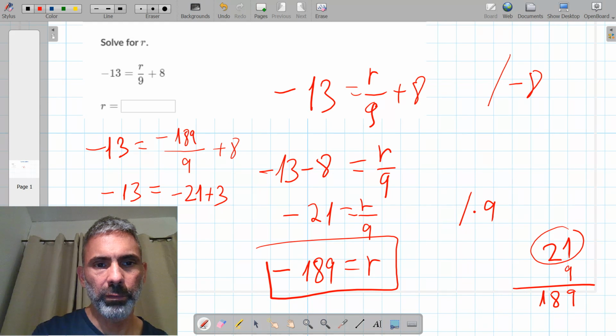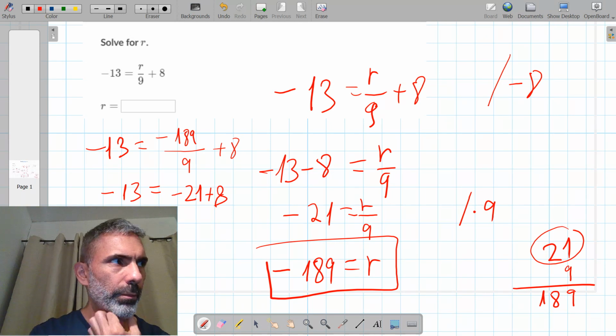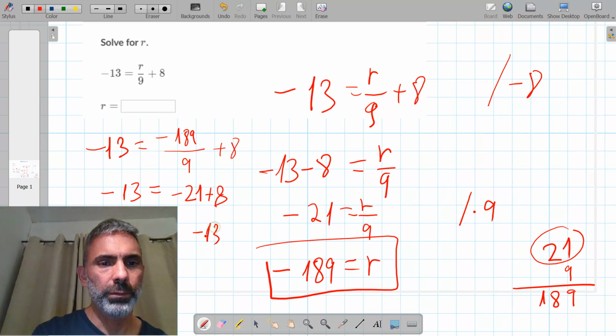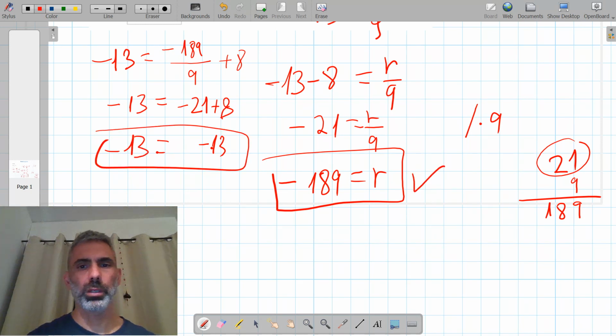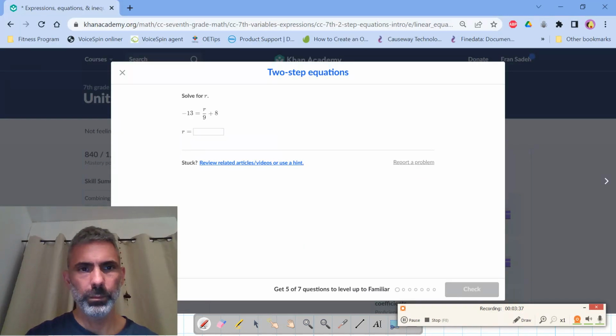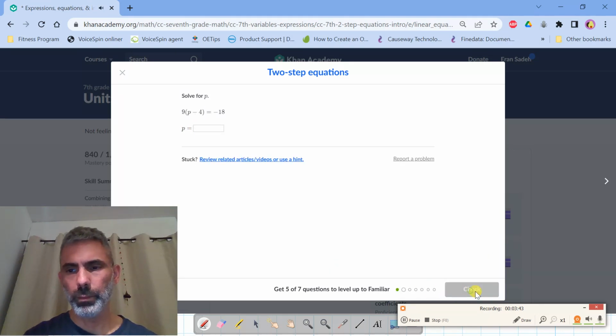And here we have minus 21 plus 8. One is negative, one is positive, so the result is the difference between the two. 21 minus 8 is 13, and the result is negative, so it's minus 13 equals minus 13, which means that this result, r equals minus 189, is correct. Good.